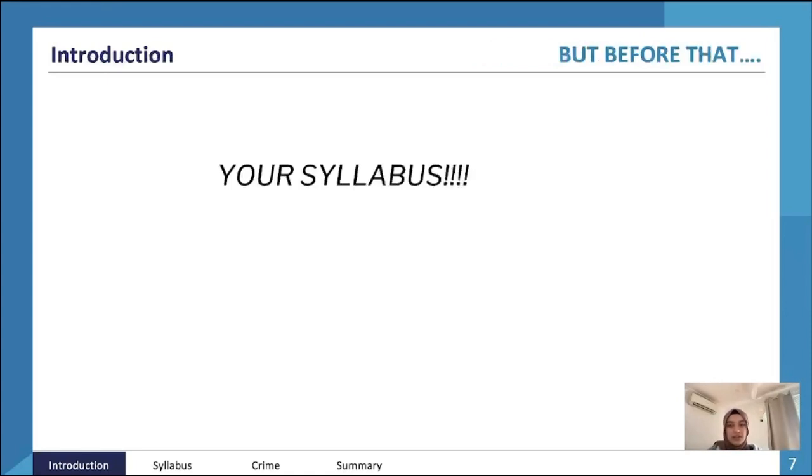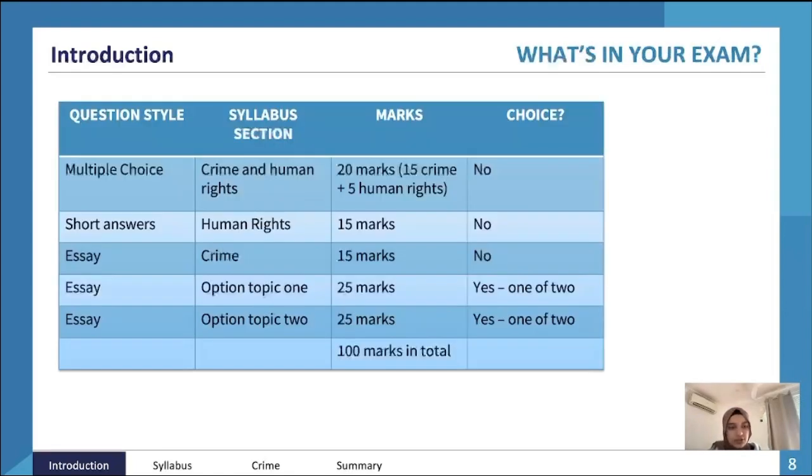All right, before that, I did want to touch on your syllabus. Just a little bit of a summary. I know most of you may already know this if you've been doing practice exams, but if not, I've put this slide in because I think it is very helpful to understand exactly where your marks are coming from, and what's in your exam, what's assessed where, and in what form.